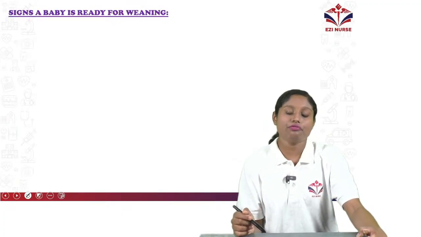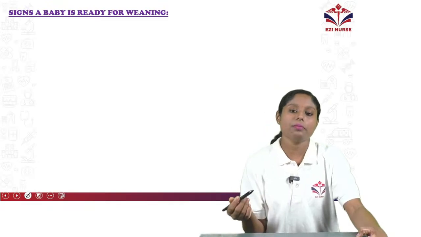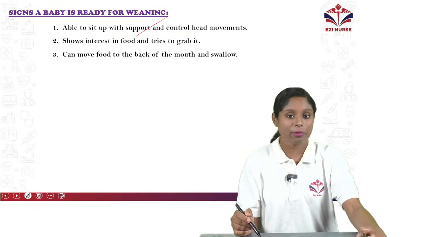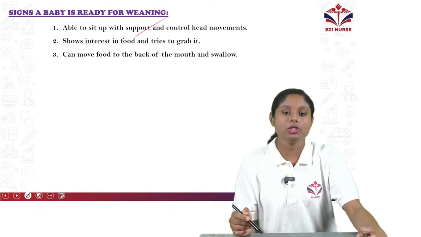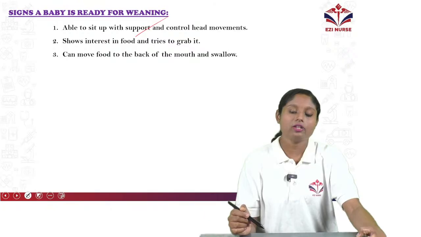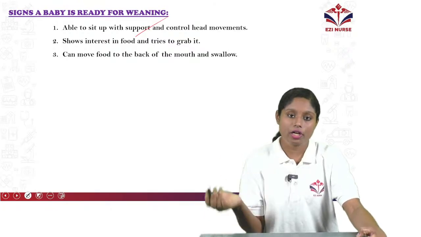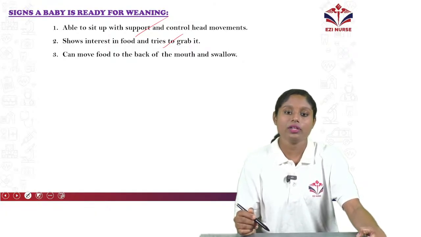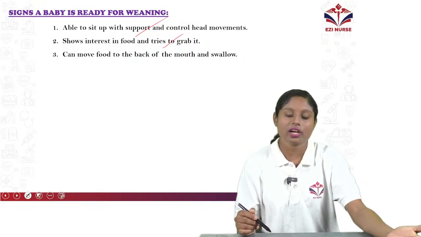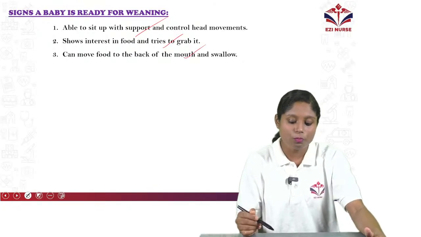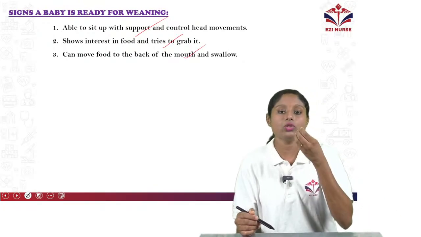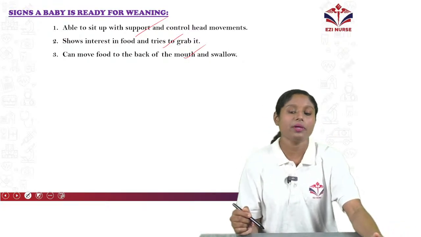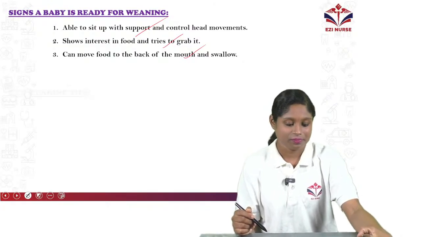Signs a baby is ready for weaning. So what are the signs the baby will show at the time of weaning? Able to sit up with support and control head movement. If he or she is able to sit up and head control is there, then we can introduce weaning. Shows interest in food and tries to grab it. Whenever they see the food, they show interest and try to grab it. Can move food to the back of the mouth and swallow. So these are the signs a baby is ready for weaning.